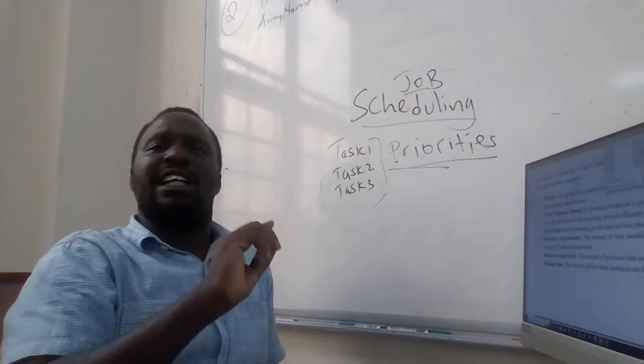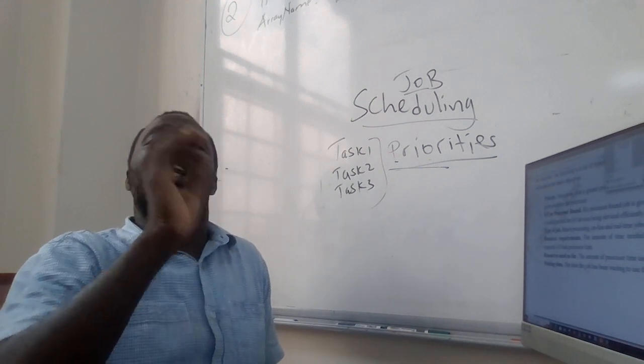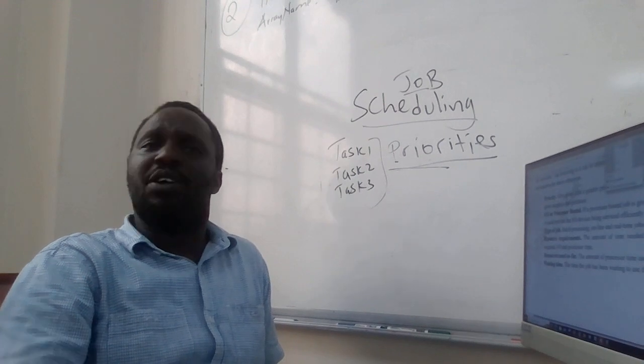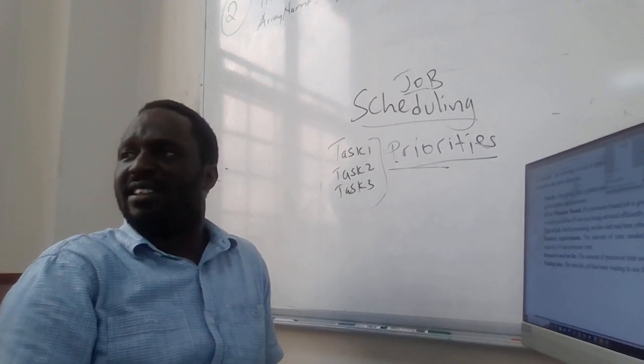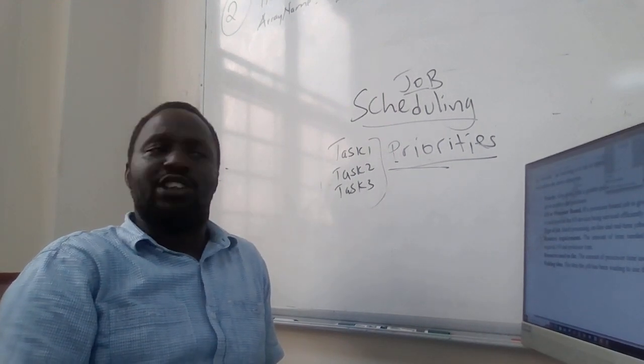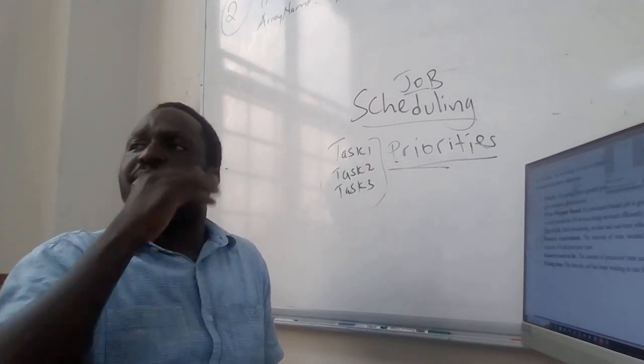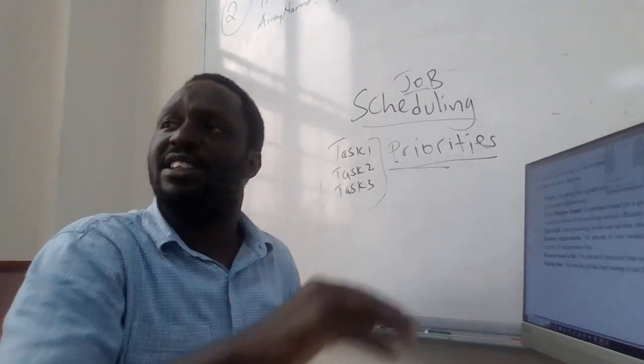Why? Because there are some scheduling methods that don't allow some jobs to be performed, especially long jobs. They will keep on waiting and waiting. So a programmer has to program it so that if a job waits for long, like 10 minutes or 20 minutes, it is given a chance to use the processor first.